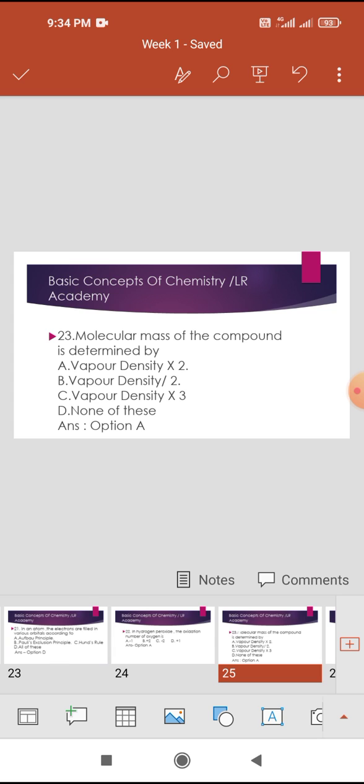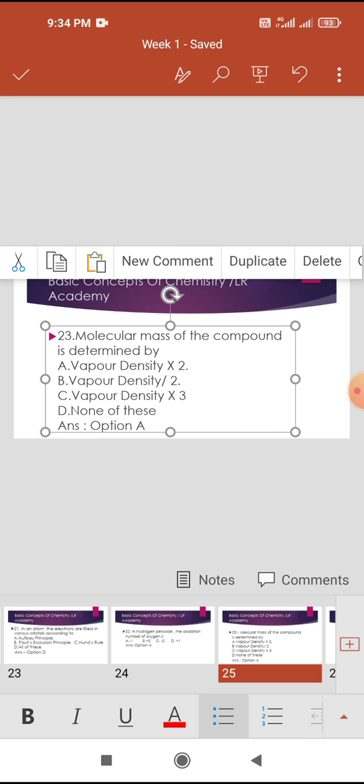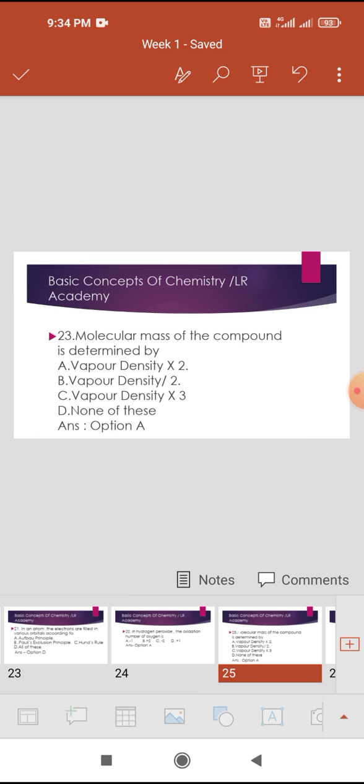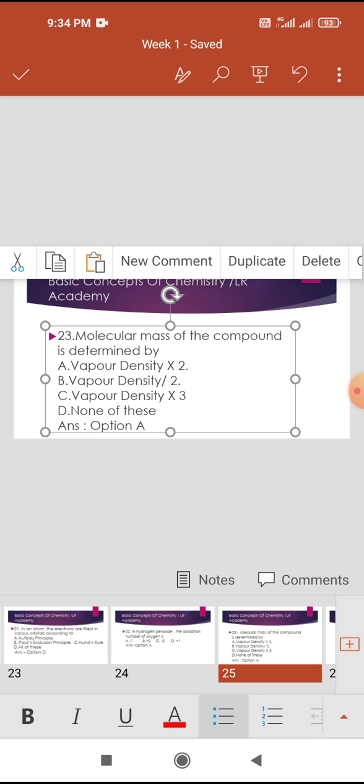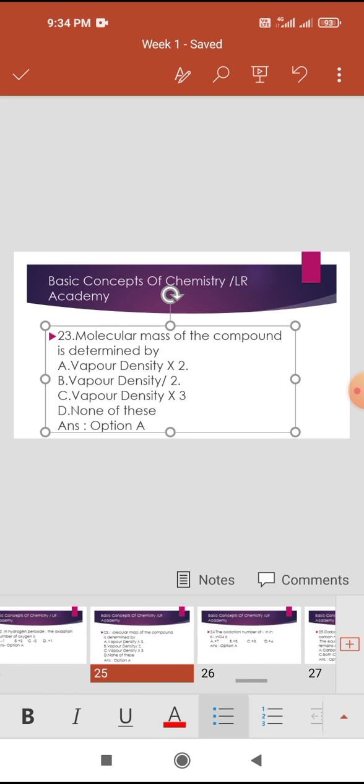Question number 23. Molecular mass of the compound is determined by option A, vapor density multiplied by 2, option B, vapor density divided by 2, option C, vapor density multiplied by 3, option D, none of this. Again, molecular mass of the compound is determined by vapor density multiplied by 2.